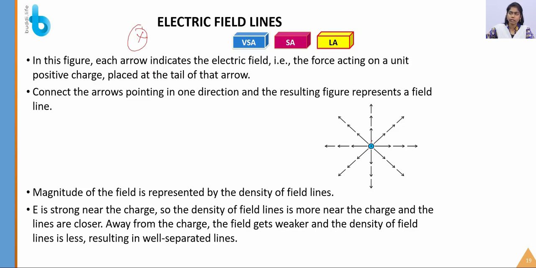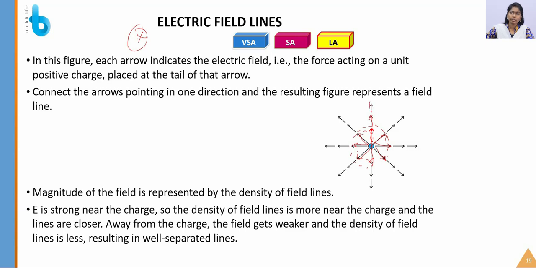See this figure. In this figure, what you are seeing is that the lines radiate outwards from the positive charge, right? Yes, the electric field is present here. So the electric field is represented by the electric field lines, where the arrow indicates the electric field at this point.